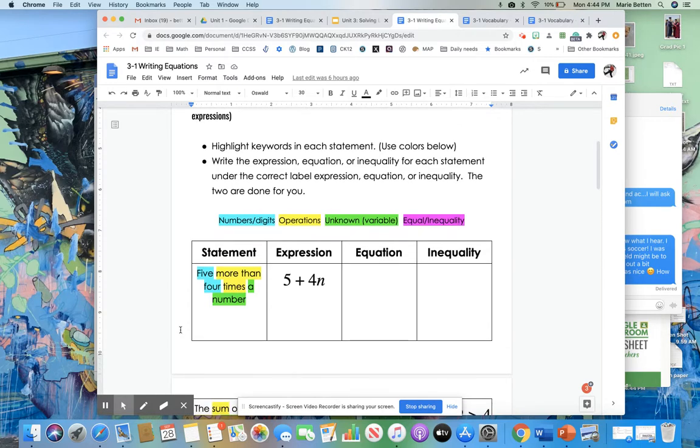So when I look at this first one, 5 more than 4 times a number. 5 and 4 are numbers or digits. More than does not have the word is with it, so it is an operation as opposed to an inequality, so it gets yellowed. Times is an operation, meaning multiplication. A number is something I don't know, so I need to put in a variable. So this is an expression. I typed the expression under the column labeled expression.